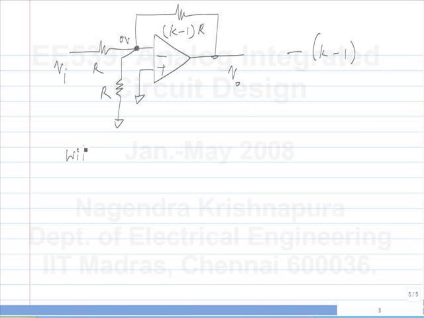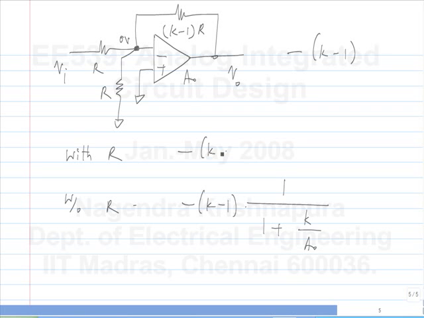So, let us take with R and without R. What is the actual loop gain? I mean, actual closed loop gain with an op-amp of gain A0? So, in this case we get, right, what is it in this case? What is the loop gain here? K by 2A0. So, it actually improves. K by 2A0 is smaller than K by A0. So, this is better than this. With the extra resistor you are doing better.